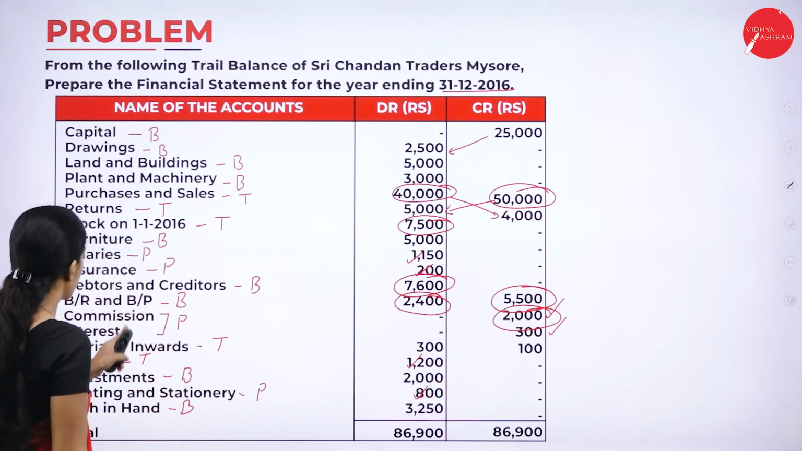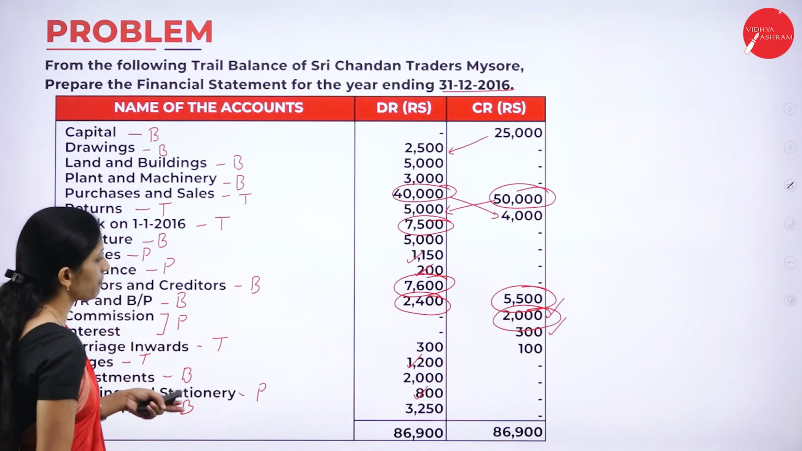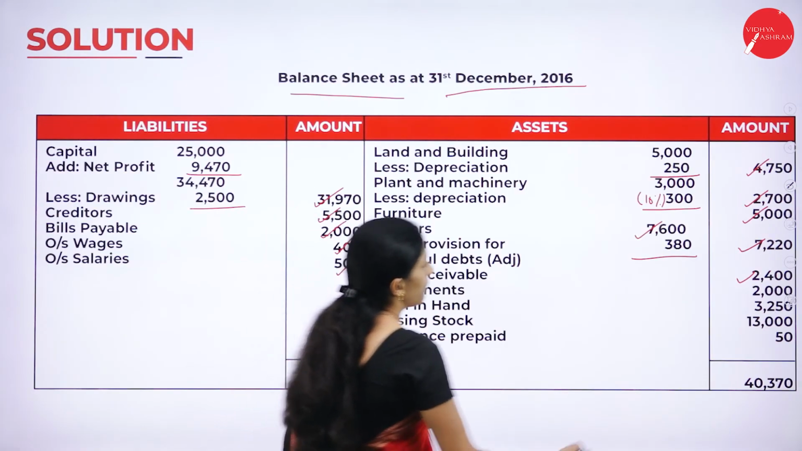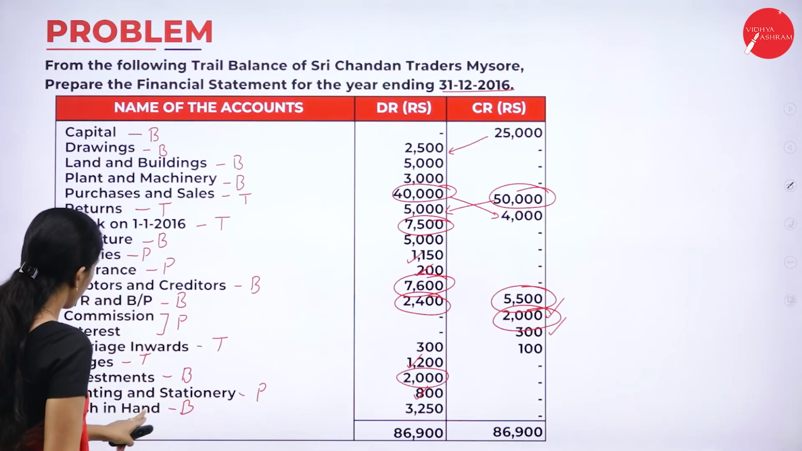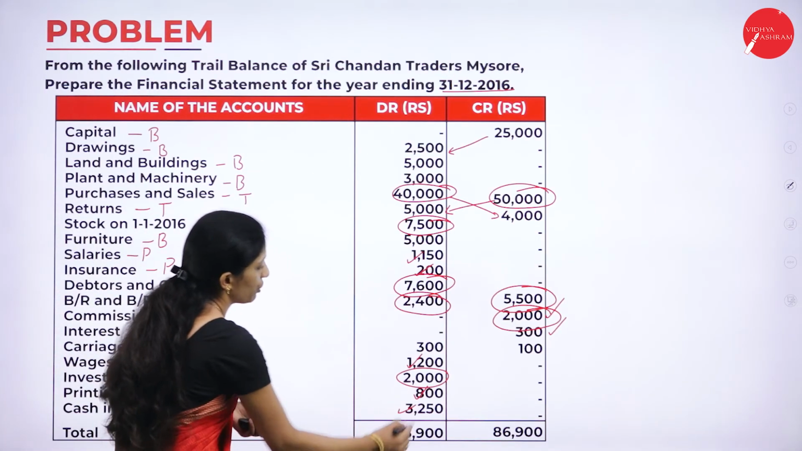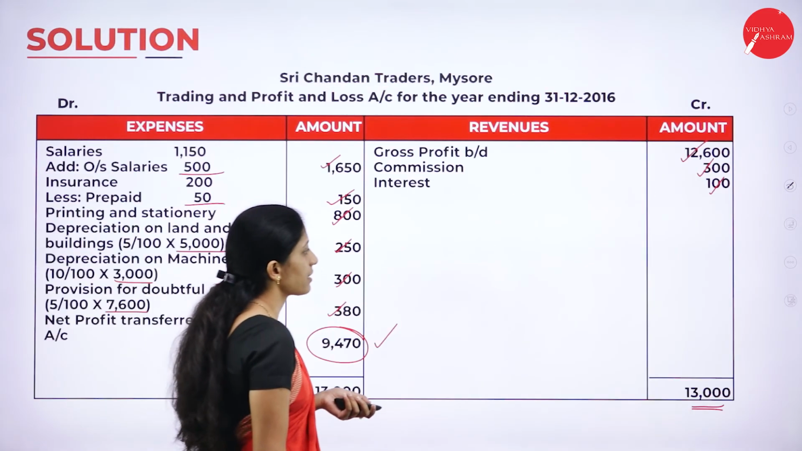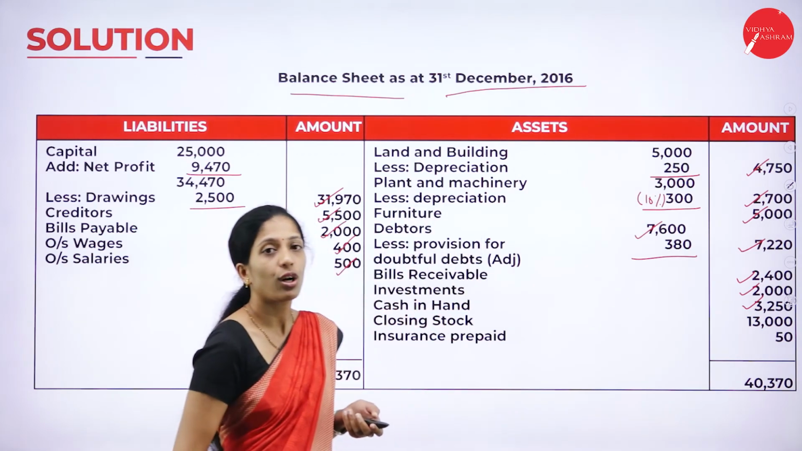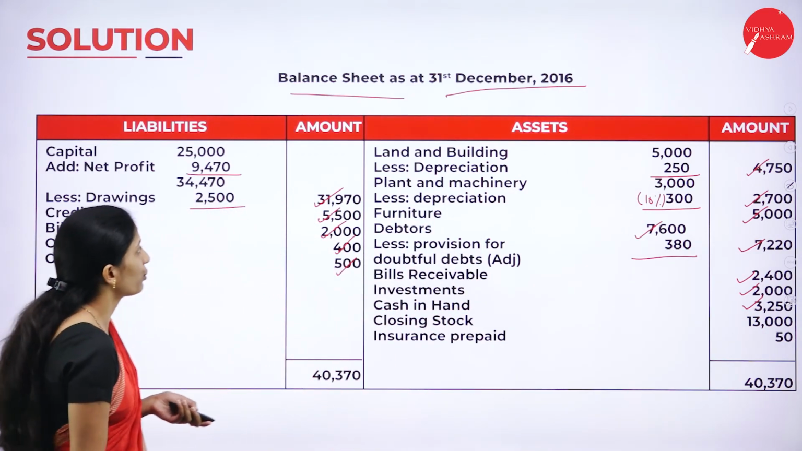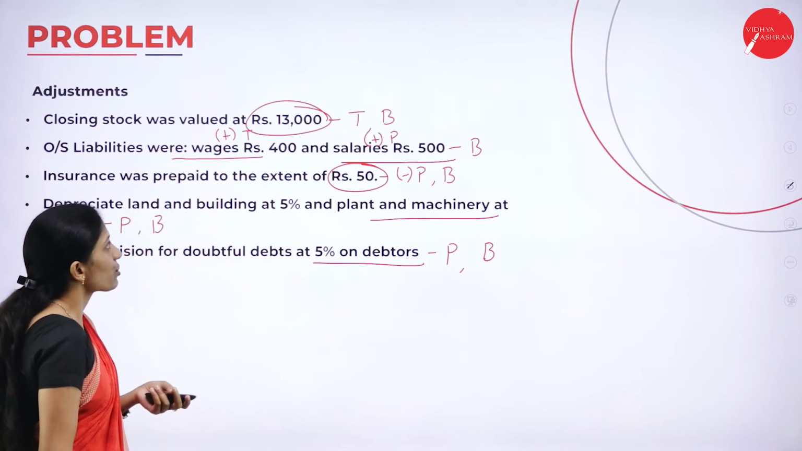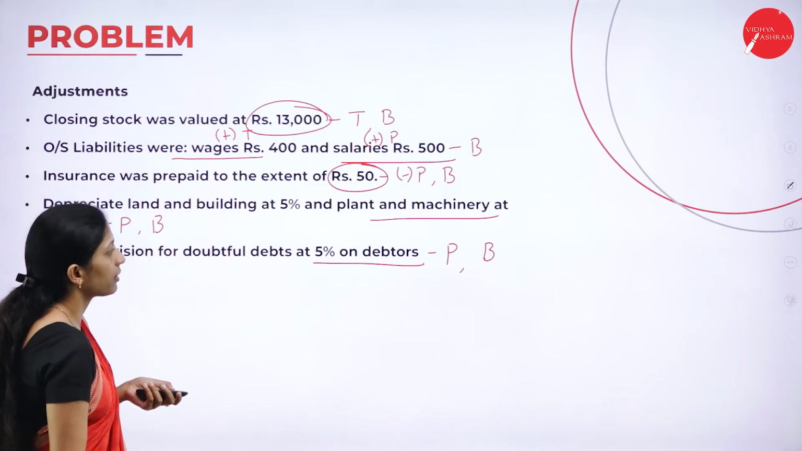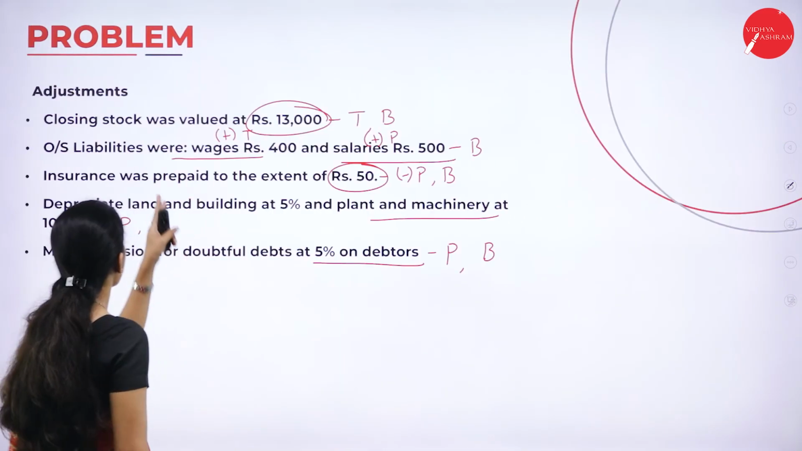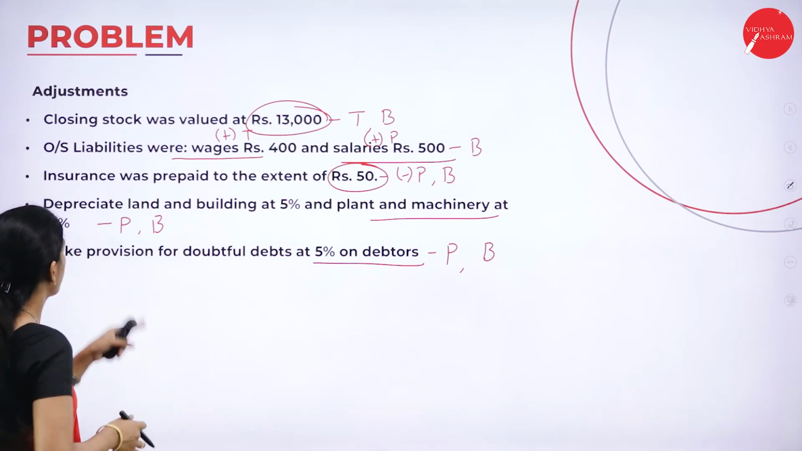After bills receivable, we have investment. Investment of rupees 2,000. Record that, 2,000. Next, after investment, we have cash in hand 3,250. It is also a current asset. So 3,250, that is cash in hand. We are done with all the items in the trial balance. Now go through the adjustments. Closing stock is also an asset. So we have to record closing stock 13,000.